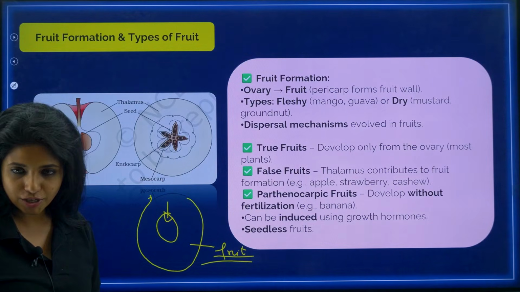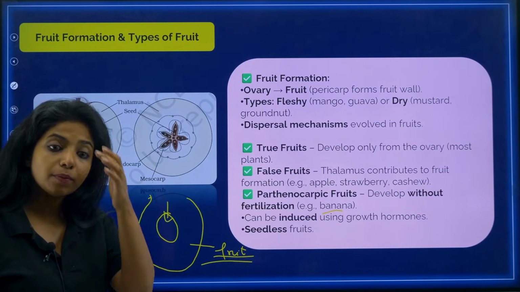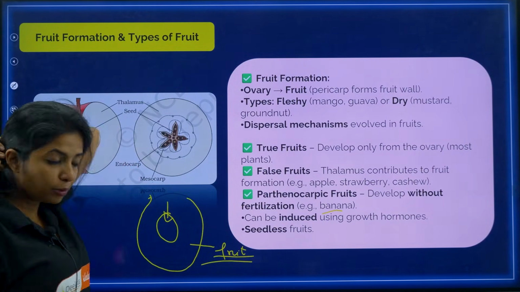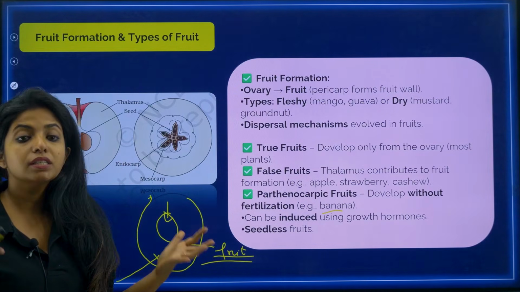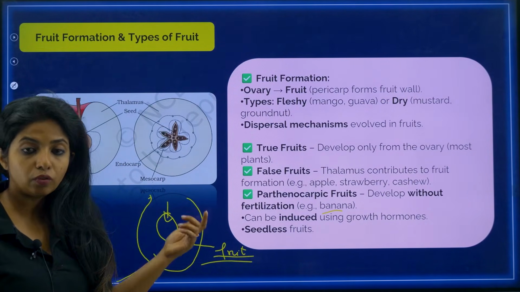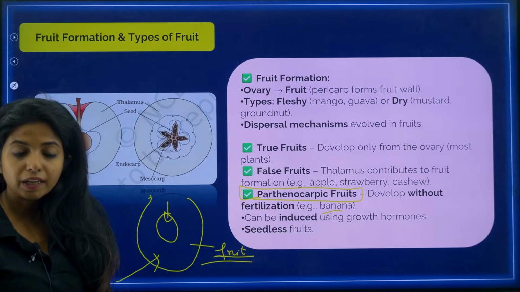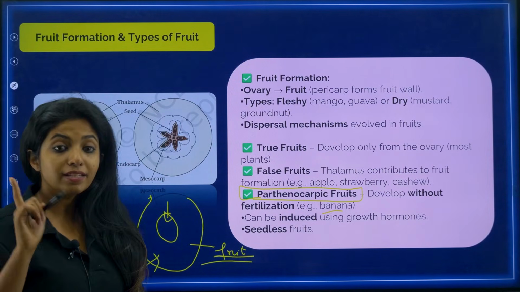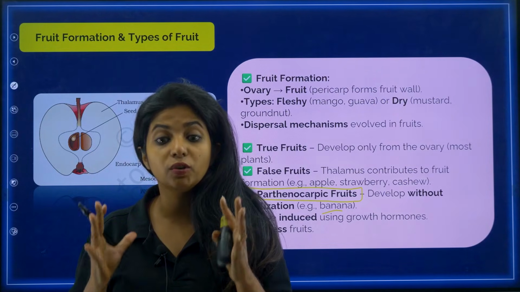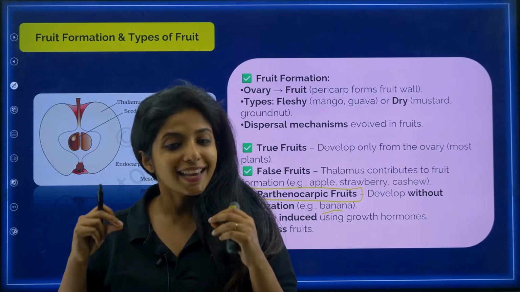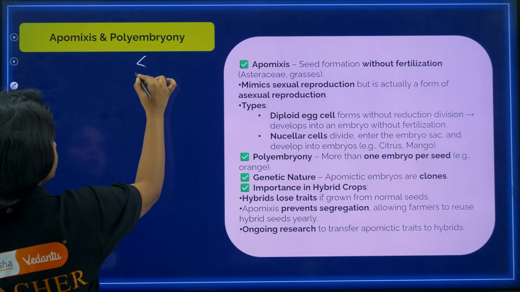Without fertilization. Now this can be natural or this can be induced. Banana is an example where it happens naturally. It can be induced as well. If I put growth hormones into the ovary, it won't need fertilization for the fruit formation to happen. Without fertilization, when the fruit formation happens, you call it parthenocarpic fruit. So seedless varieties of fruits can be obtained from this. Always remember, parthenocarpy is different from what you are going to learn now, that is apomixis. In parthenocarpy, you are making a fruit without fertilization. In apomixis, you are going to make seed without fertilization.